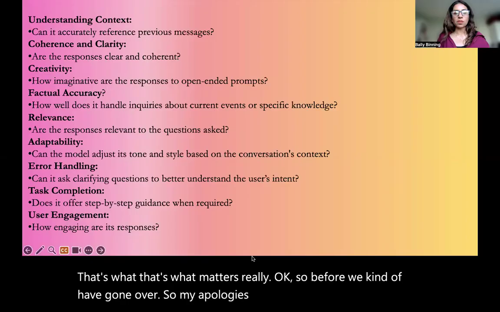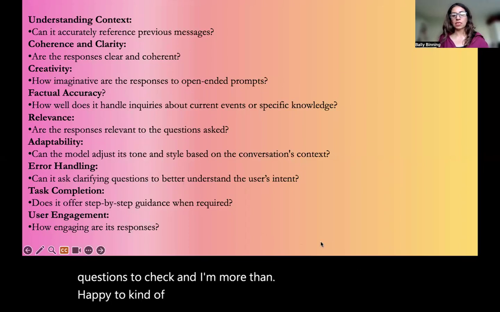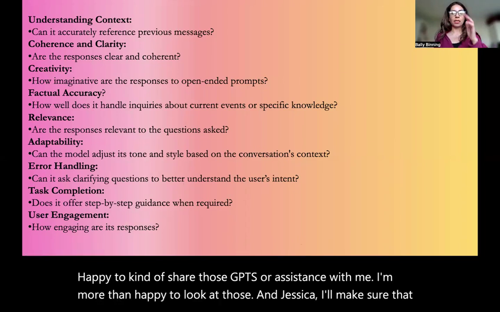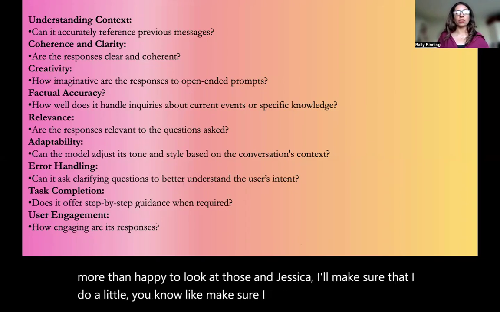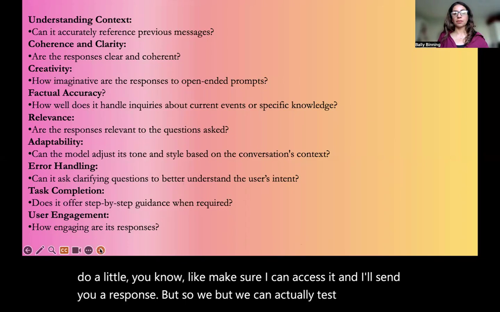Okay, so before we finish, I have gone over time, so my apologies. These are some of the questions to check, and I'm more than happy to look at those GPTs or assistants if you share them with me. And Jessica, I'll make sure I can access it, and I'll send you a response. But we can actually test it ourselves.